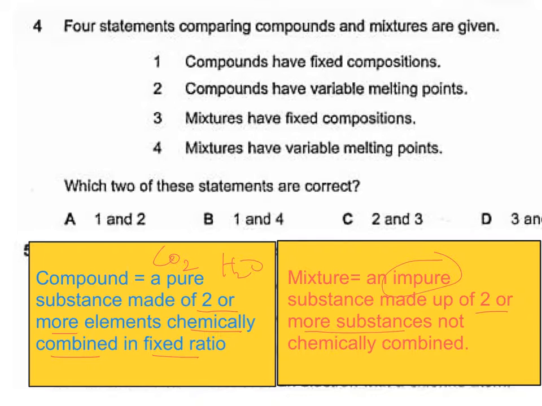So let's look at the statements one by one. Compounds have fixed composition. Is that right? Yes, they do have fixed composition. Compounds, if they are pure, will have fixed melting and boiling points. Mixtures have fixed composition. That's not true. Mixtures have variable melting points. Yes. So the answer for question 4 would be 1 and 4. Answer is B.